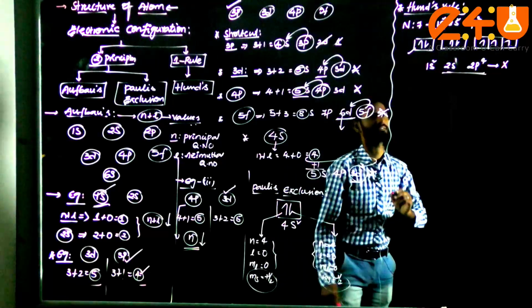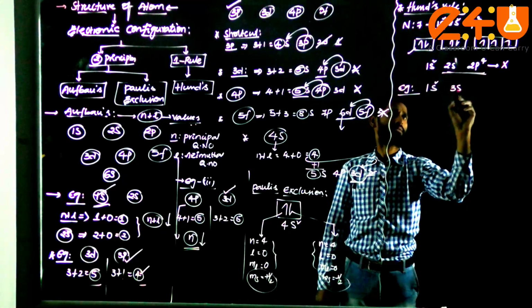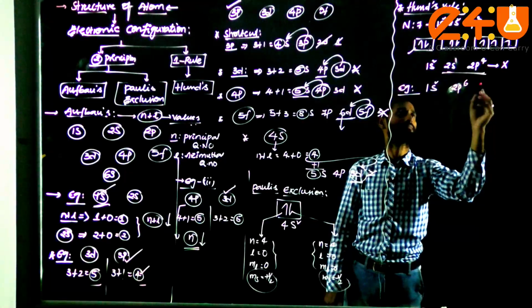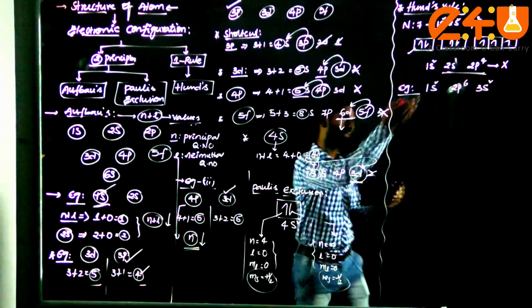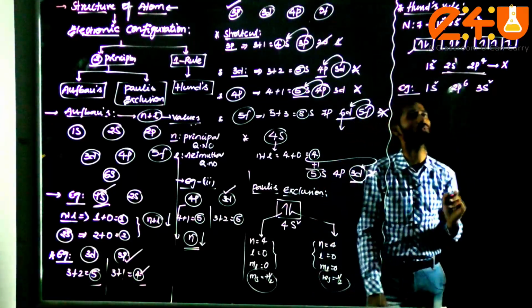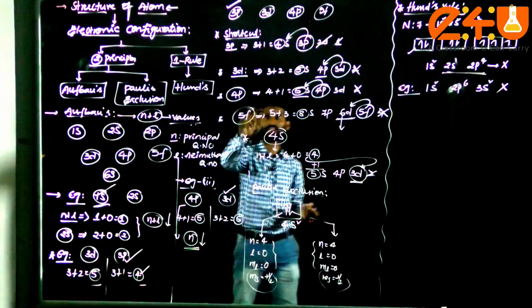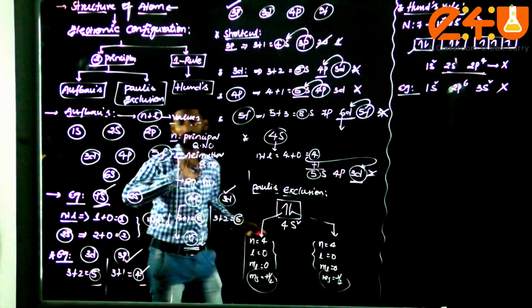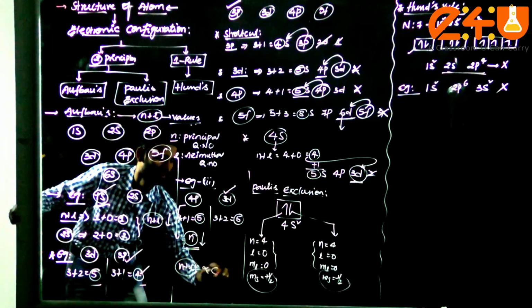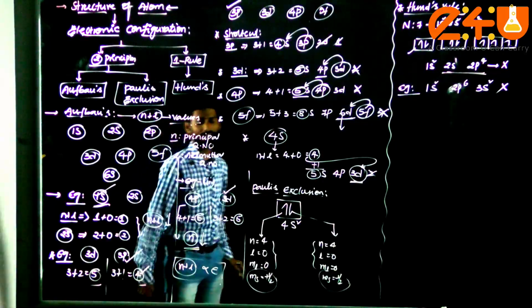For example, take one more example: 1s2, 2p6, 3s2. After 1s should come 2s. Without filling the electrons in 2s, the electron enters 2p. That's why it also violates. This is the main two principles and one rule, my dear students. This is completely based on the n plus l value. A small point here: the n plus l value is directly proportional to the energy. The one with the greater n plus l value will have greater energy.